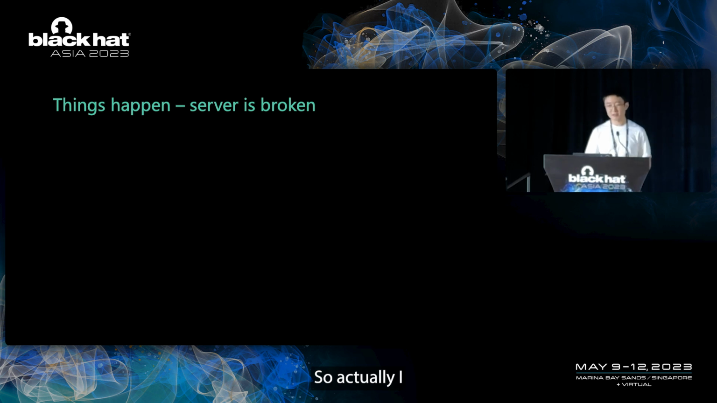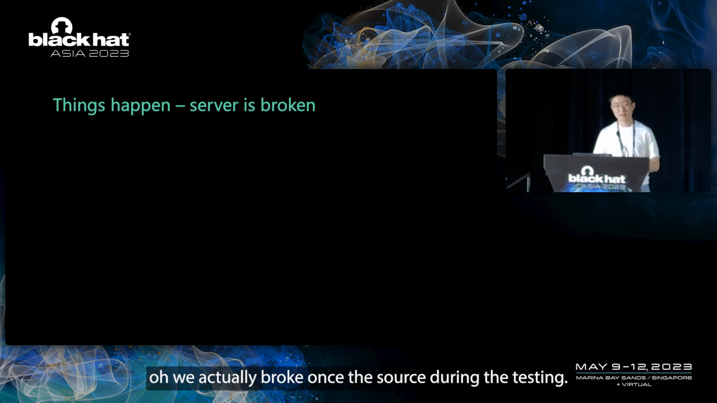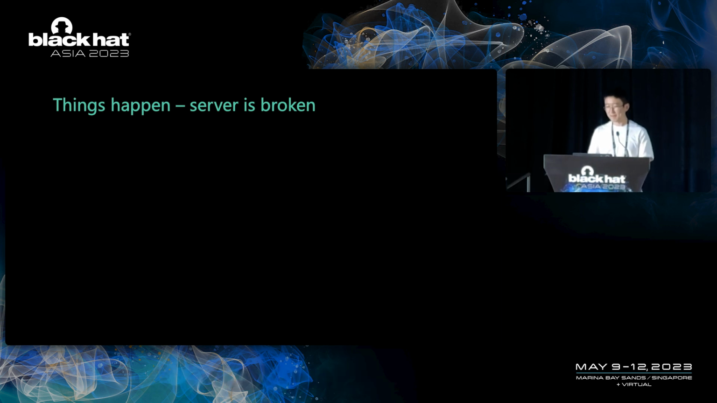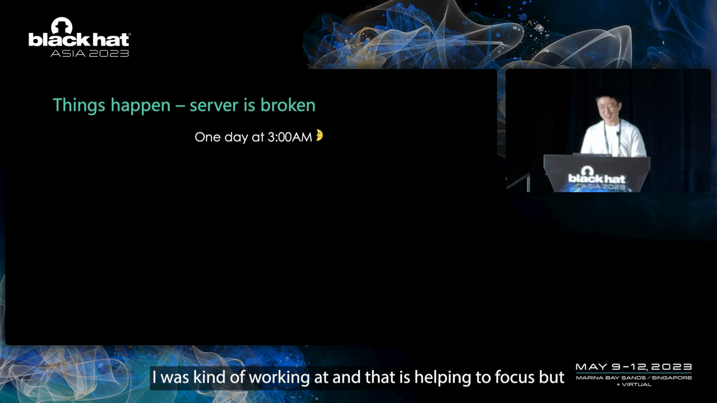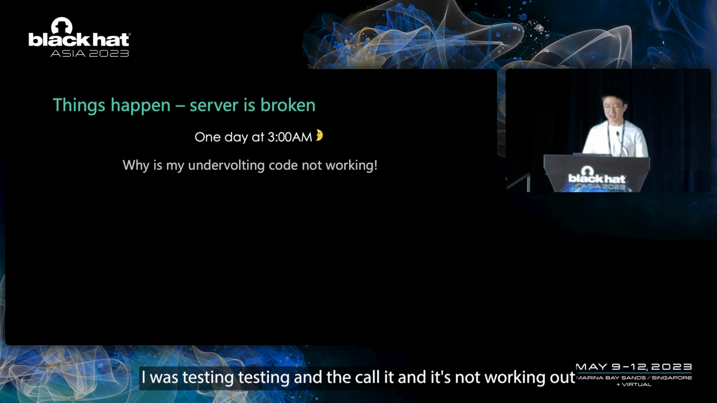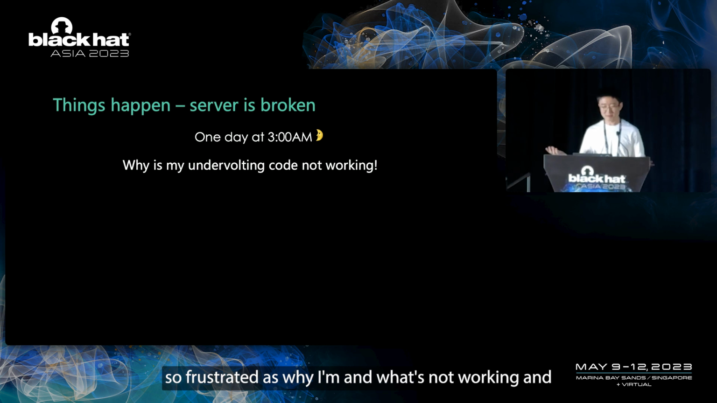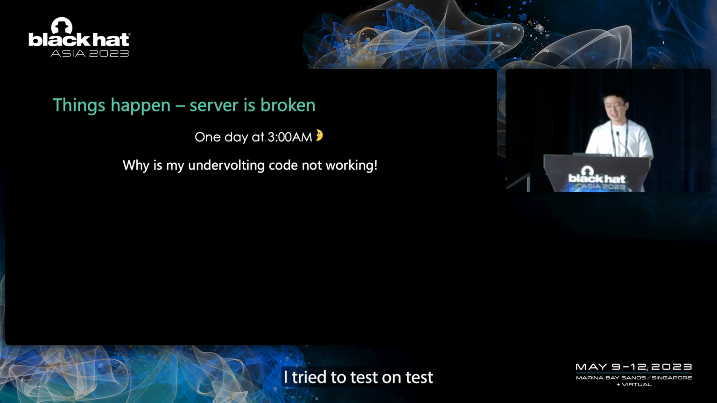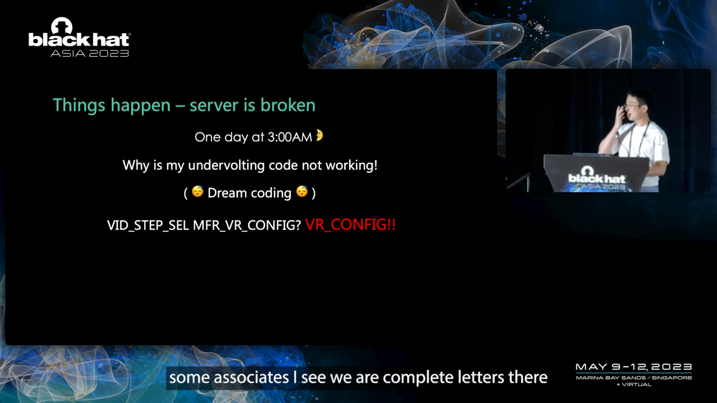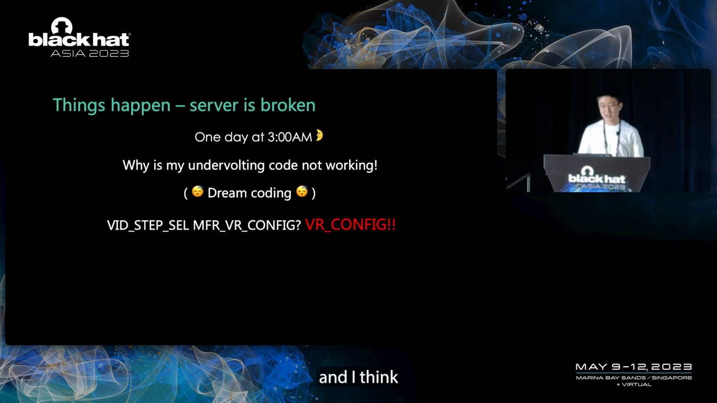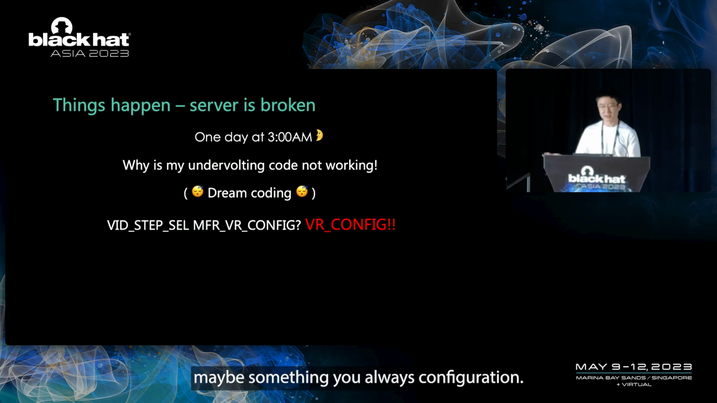We actually broke one of the servers during the testing. This happened one day at 3 a.m. I was working at night, which helps me focus, but I was testing my undervolting code and it was not working. I was so frustrated. I tried testing again and again, and I was a bit dream coding because it was 3 a.m. Then I found this register in the datasheet, and I thought maybe something was wrong with the configuration.